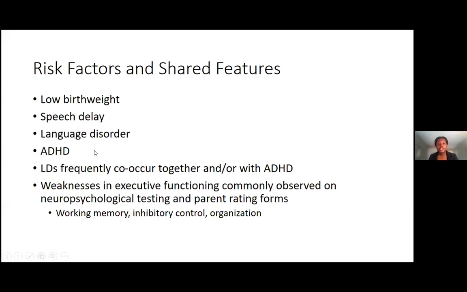Children who have ADHD are also more likely to later develop a learning disorder. That's been most frequently studied, again, with a reading disorder. As I mentioned before, learning disorders frequently co-occur together, but they also co-occur quite commonly with ADHD. And weaknesses in executive functioning are often observed on neuropsychological testing, as well as on reports from standardized parent forms, such as the BRIEF. Particular weaknesses have been noted with working memory, inhibitory control, and organizational skills.